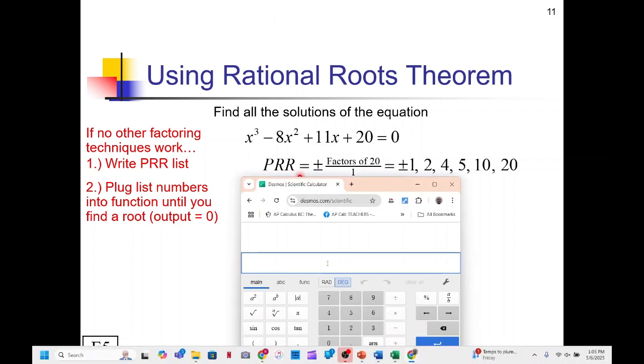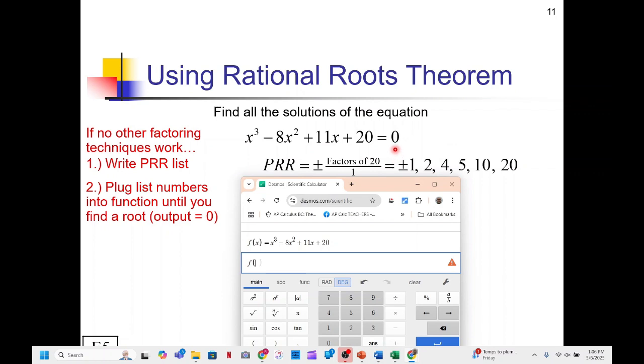So here I am on Desmos. I am going to just create a function for my polynomial. So f of x equals x cubed minus 8x squared plus 11x, and then we have a plus 20 going on as well. And then I'm just going to start plugging in numbers using my f parentheses notation here that are on this list. And if I get through all these numbers and none of them works, then that means there are no rational roots, and I'll have to maybe come up with something else. But let me start with my numbers.